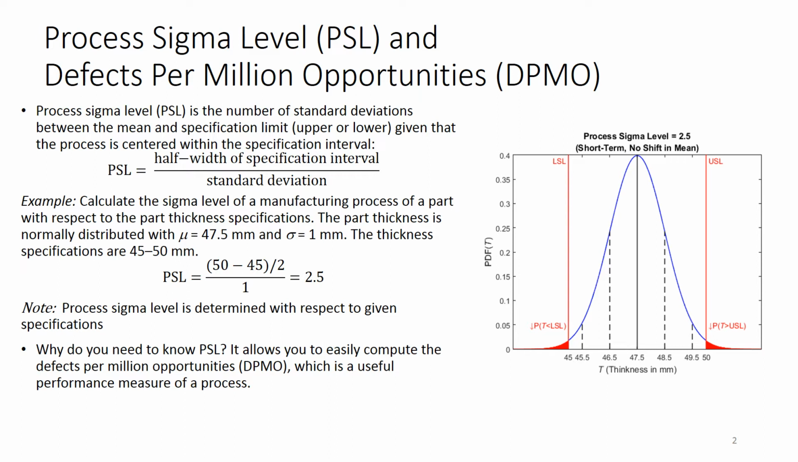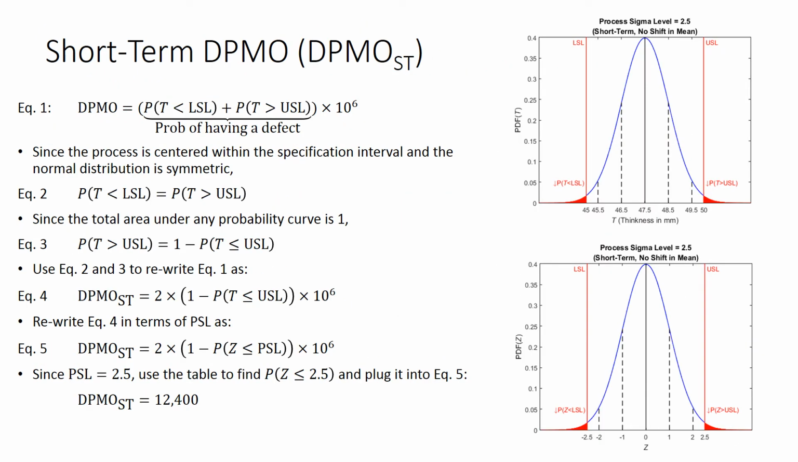So why do you need the process sigma level? It allows you to easily compute the defects per million opportunities, DPMO, which is a useful performance measure of a process. So let's calculate DPMO. For now, just ignore the word short-term. On the next slide, I'm going to explain the difference between short-term and long-term DPMO. Then you will understand why this DPMO is a short-term DPMO. But for now, it's just DPMO.